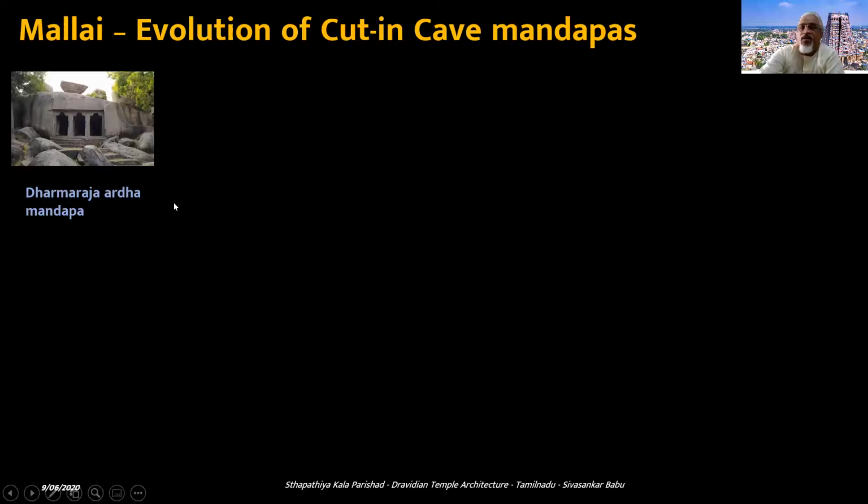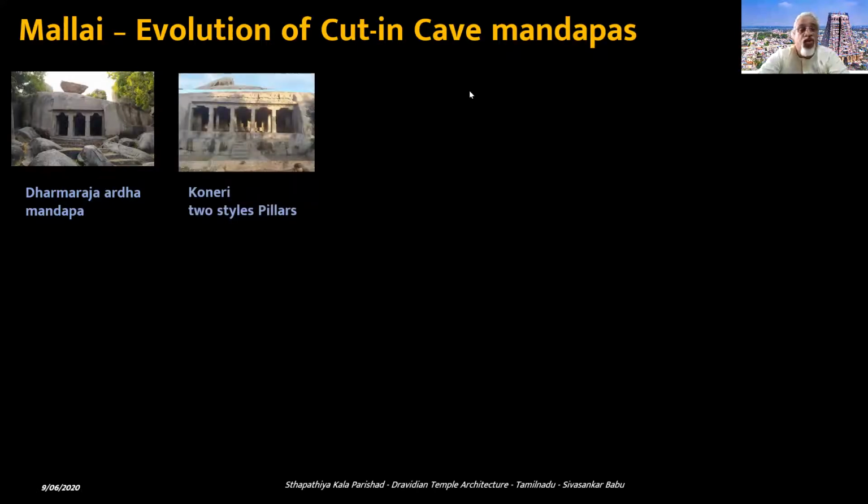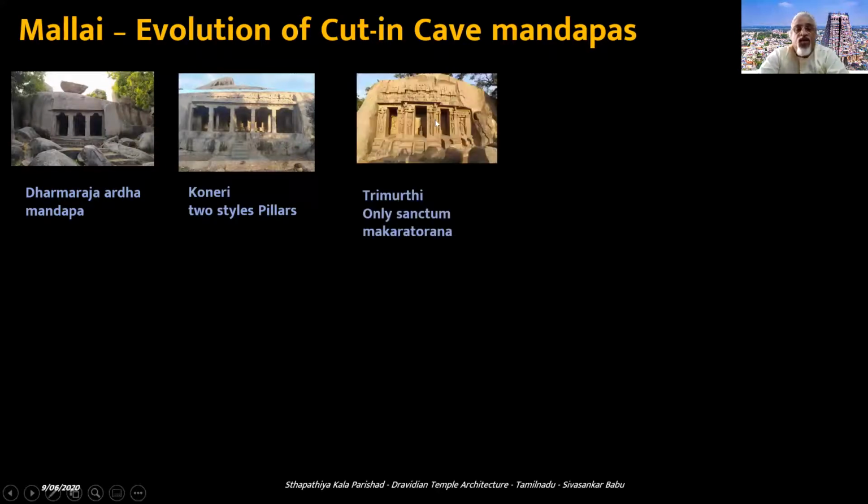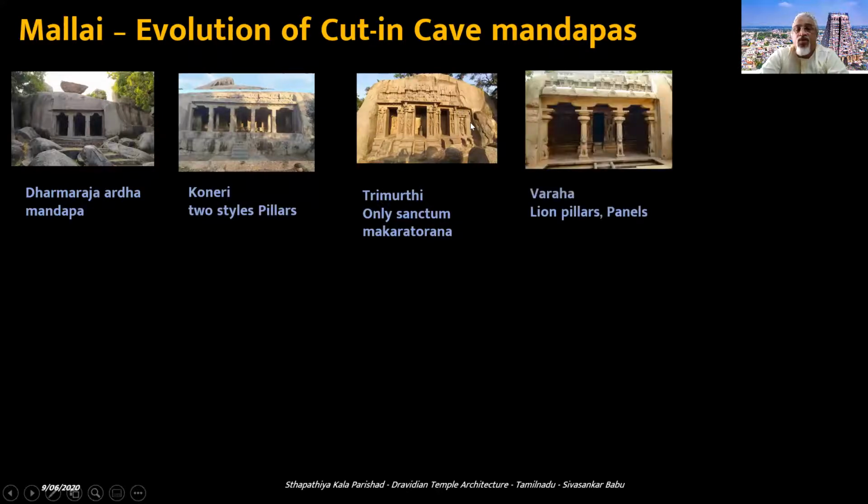But the focus is predominantly on the pillars and the facade, and the shikhara part was not focused at all. So the Dharmaraja is a plainly rudimentary mandapa. This one has two styles of pillars for the Ardha Mandapa and Maha Mandapa, so that you get confused. Then Tirumurti, with 3 sanctums in sequence, and then they started trying the shikhara part also. And then Maharatoranam and other experimentation also comes in.